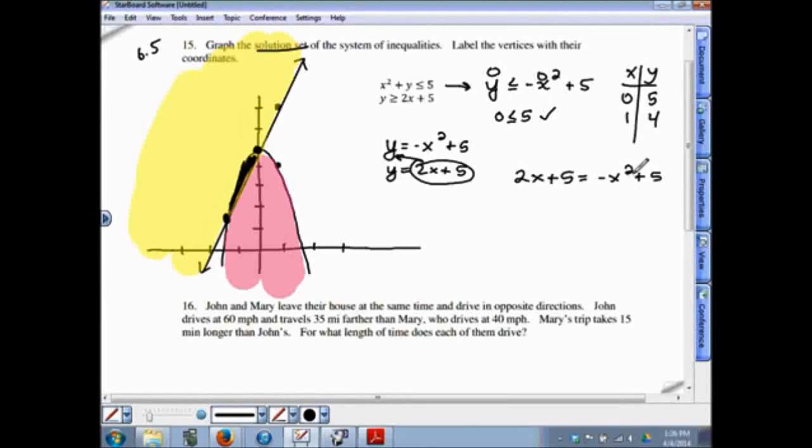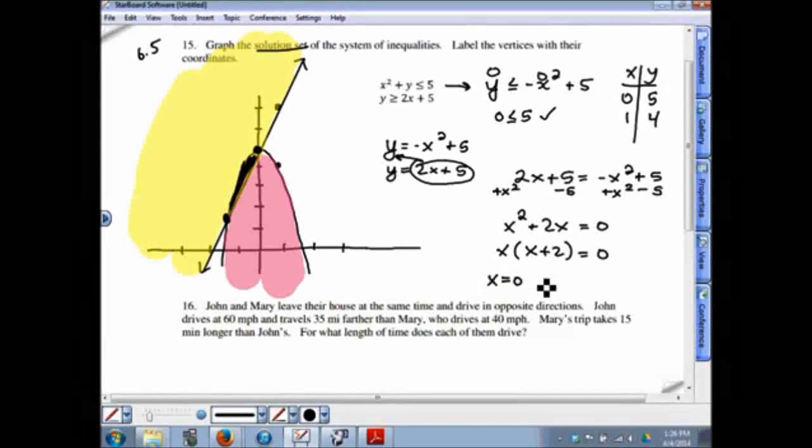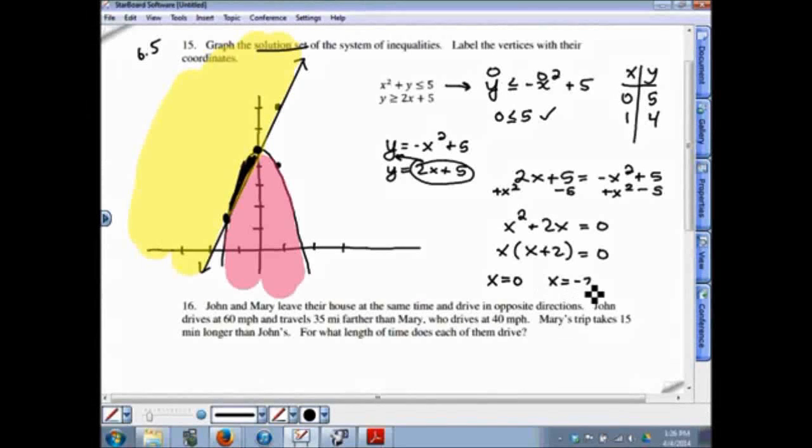This is a quadratic equation, so I'm going to get all the terms on one side and set it equal to 0 and then factor to solve it. So I'm going to add x squared to both sides, and I'm going to subtract 5. We have the equation x squared plus 2x is equal to 0. Factor out an x, and we have x times (x plus 2) equals 0. So the solutions are x equals 0 and x equals negative 2. That's just what x equals.